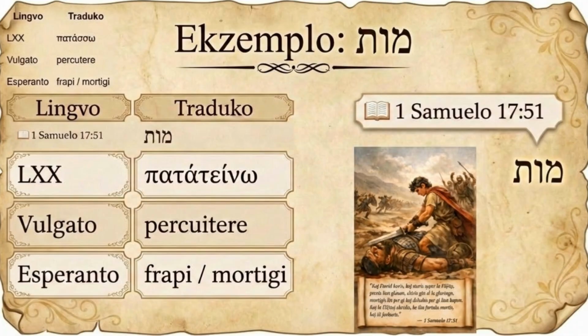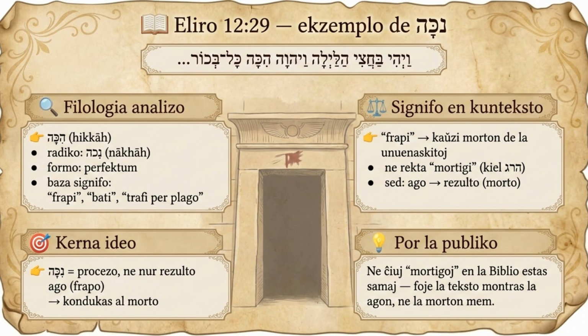An example using mut, to die, from 1 Samuel chapter 17, verse 51. The translations vary, from the LXX using a verb meaning to strike down, to the Vulgate and Esperanto translating as to strike or kill. Exodus chapter 12, verse 29 provides an example of naka, which means to strike. Its core idea is a process leading to death, not the death itself. It causes the death of the firstborn.